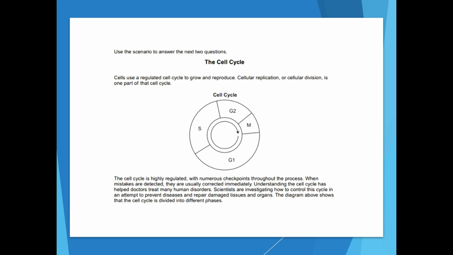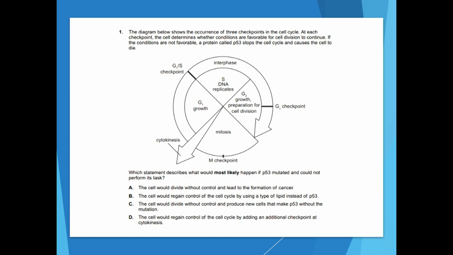Okay. So this says, use the scenario to answer the next two questions, and this has some information on the cell cycle here. All right, let's take a look at the questions. So this one says, the diagram below shows the occurrence of 3 checkpoints in the cell cycle. At each checkpoint, the cell determines whether conditions are favorable for cell division to continue. If the conditions are not favorable, a protein called P53 stops the cell cycle and causes the cell to die. Which statement describes what would most likely happen if P53 mutated and could not perform its task?